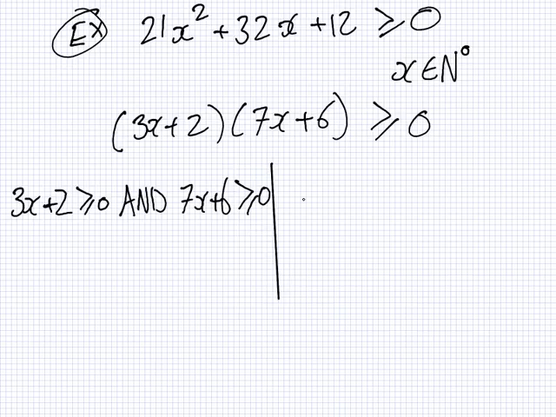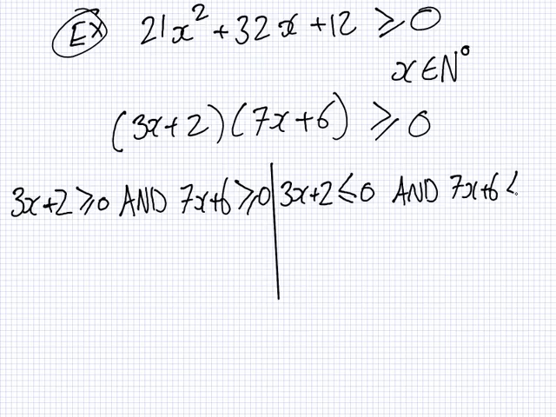The second way would be what? They're both negative. 3x plus 2 is negative and 7x plus 6 is also negative. Okay? So if I want this to be positive, I need both of them to be positive or both of them to be negative. That's the only way this could be positive. There's no other possibility. Okay?